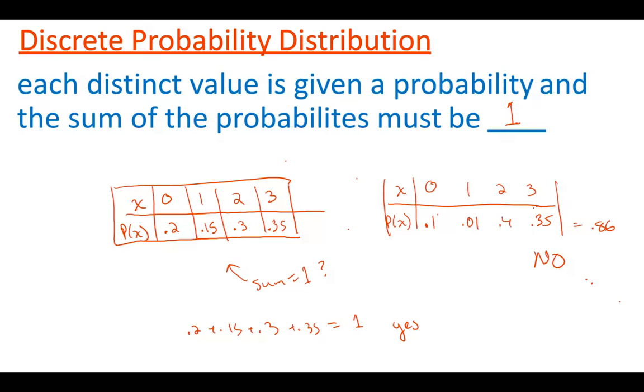So that's just the last thing. We'll talk about that more probably in the next video. We'll actually look at these probability distributions. But for now, you just need to know, is this a valid probability distribution or not?